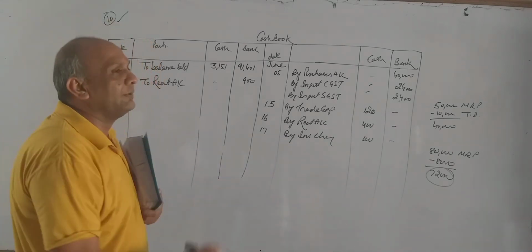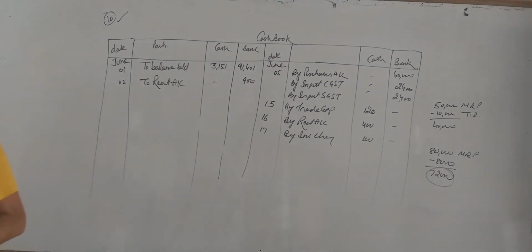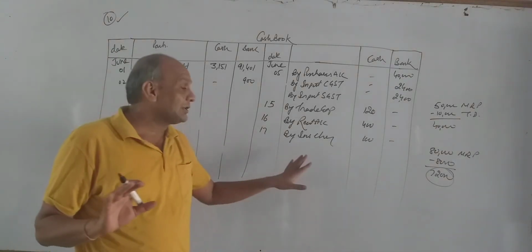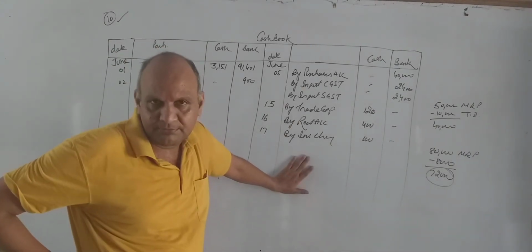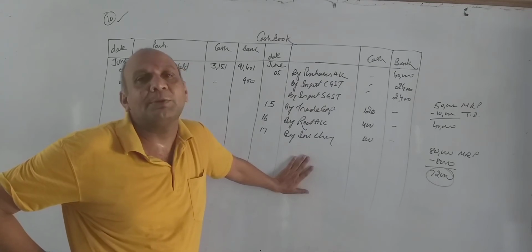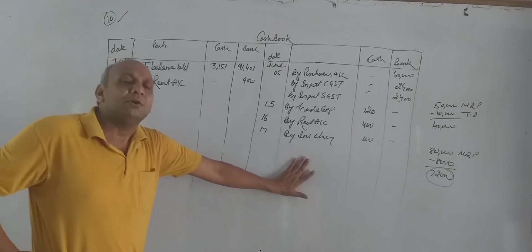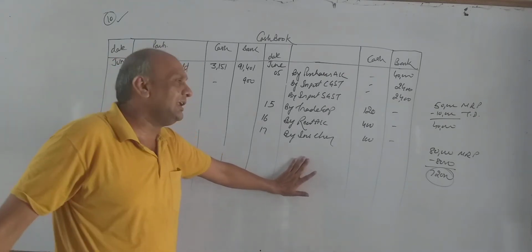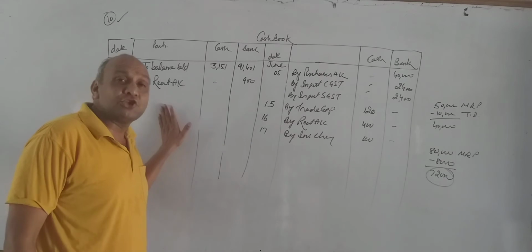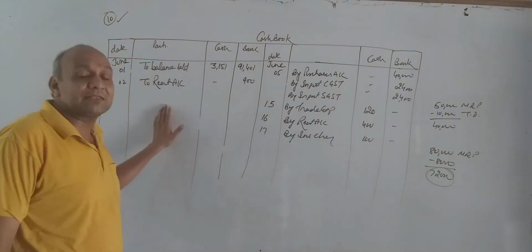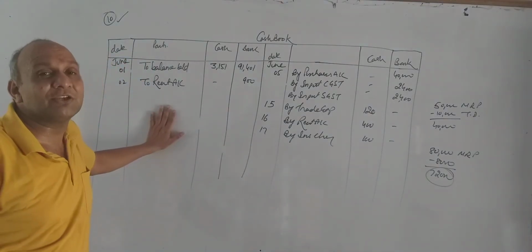But it is not written over here whether the check has been deposited into the bank on the same day or not. As per the rule we should not pass this entry because we have not deposited the check into the bank. We will pass this entry only when the check is deposited into the bank on the same day. But in your book, the entry is passed by assuming that the check has been deposited into the bank on the same day.